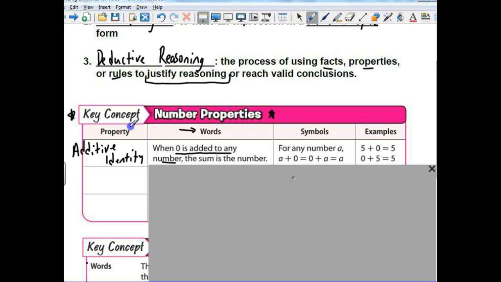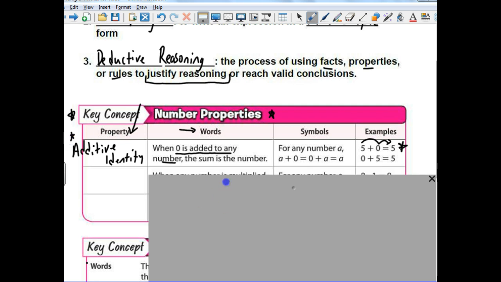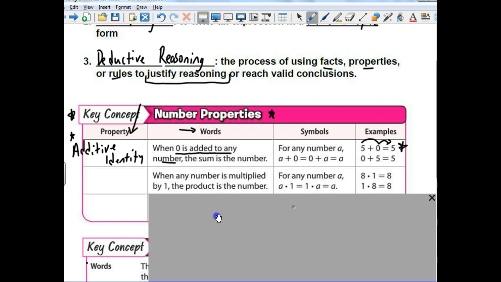Hopefully you can write in the box because my ink is a little fat. It's hard for me to fit them all in there, but I think you can. Examples of the additive identity are right here. You know 5 plus 0 is 5. 0 plus 5 is 5. That's called the additive identity. So on your work, you're going to be going over these words and seeing if you can recognize those properties in actual problems.